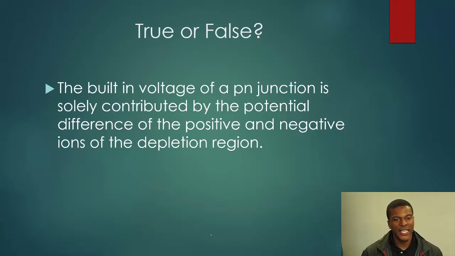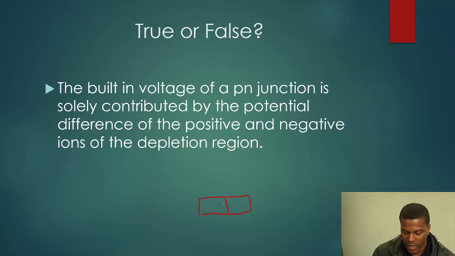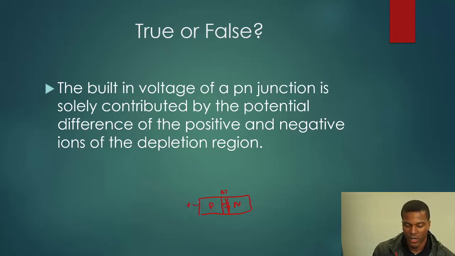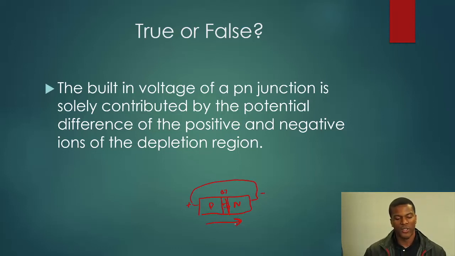So again, we stated after the diffusion current in a p-n junction, after the diffusion process, a depletion region is formed here. And that is essentially the voltage drop across it. That's the voltage you have to overcome in order for current to flow through this device.